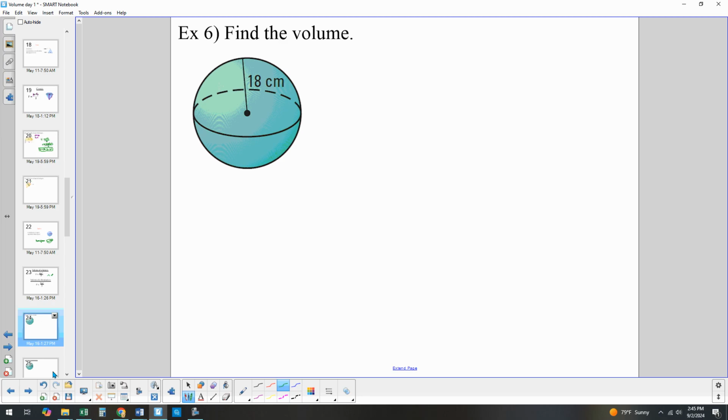So let's find this volume. We have 18 is the radius. I know it's the radius because they didn't draw it all the way across. So we're going to have 4 pi 18 cubed over 3. I'm going to start with my 18 cubed, multiply that by 4 and by pi, and divide my whole answer by 3. So I'm just using my calculator all at once.